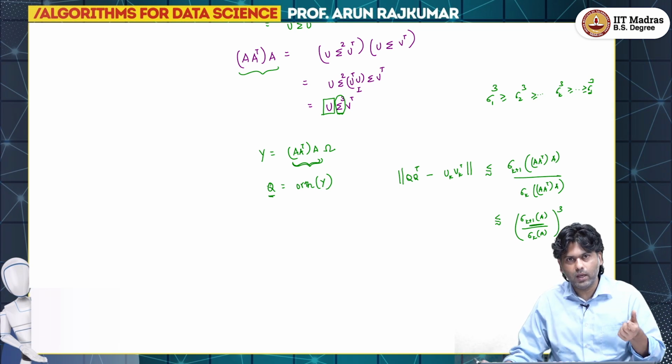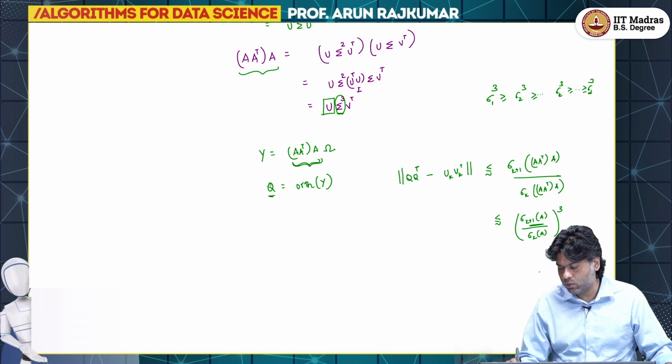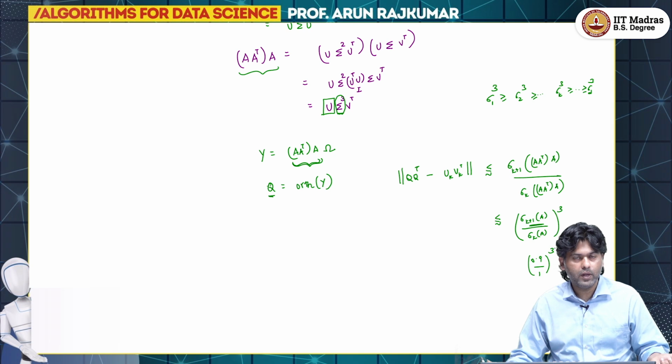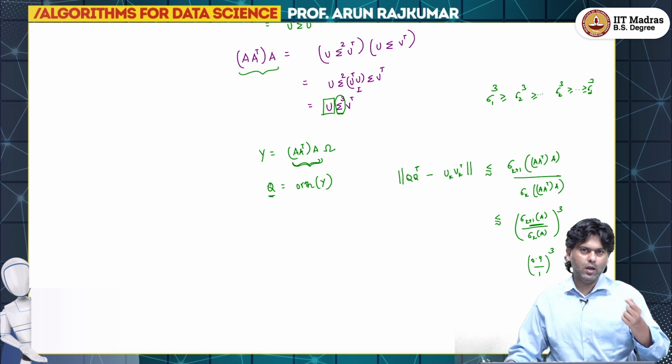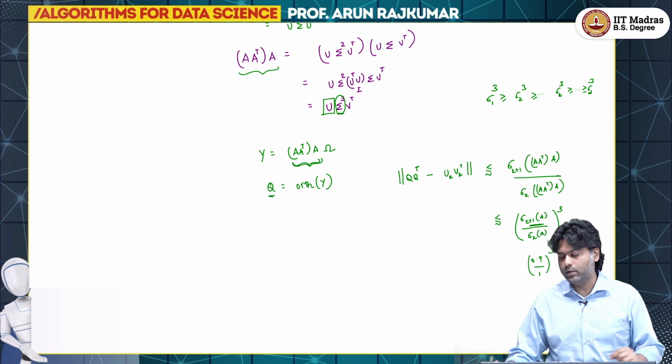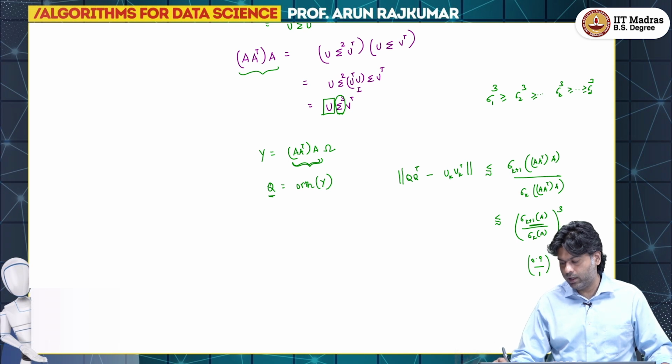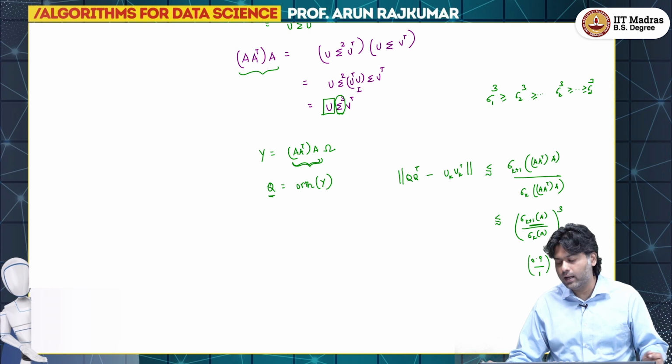The level of approximation will be even better if sigma k plus 1 is close to sigma k. Let us say sigma k was 1 and sigma k plus 1 was 0.9. Earlier it was 0.9 divided by 1, that was the approximation that we had. Now it is 0.9 cubed, which is much smaller than 0.9. So 0.9 times 0.9 is 0.81, times 0.9 is 0.729. So the approximation becomes better.